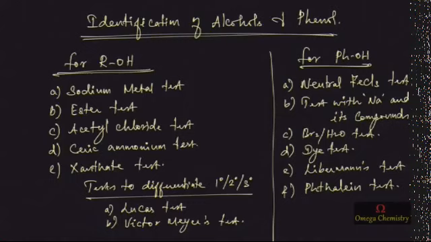For aliphatic alcohols, there is the sodium metal test, and then we are going to look at the ester test, acetyl chloride test, and the ceric ammonium nitrate test, followed by the xanthate test. Then we are going to look at tests to differentiate primary, secondary, and tertiary alcohols. Under this classification, I have two tests, Lucas test and Victor Meyer test.